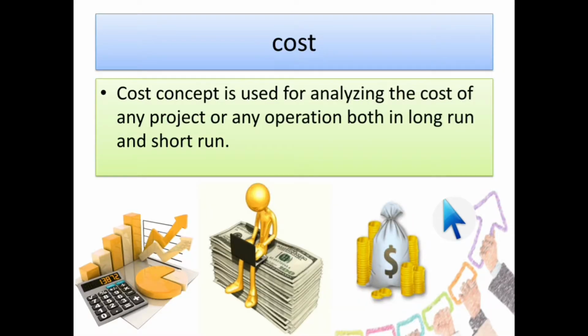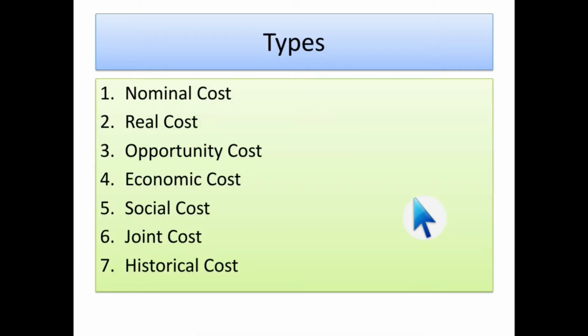First is, what is cost? See, cost is used for analyzing the cost of any project, any operation, both in long run and short run. Whether in long run or short run, whatever you are expending to have any project or any operation, that is called cost. Okay, basically it is your expenditure. There are different types of cost: nominal, real, opportunity, economic, social, joint, and historical cost. Well, what are they? We will cover them individually.